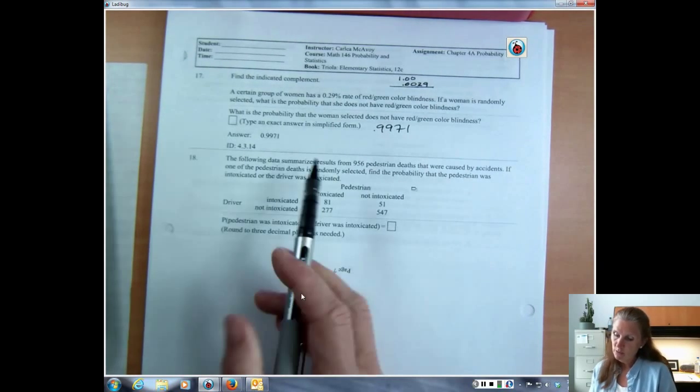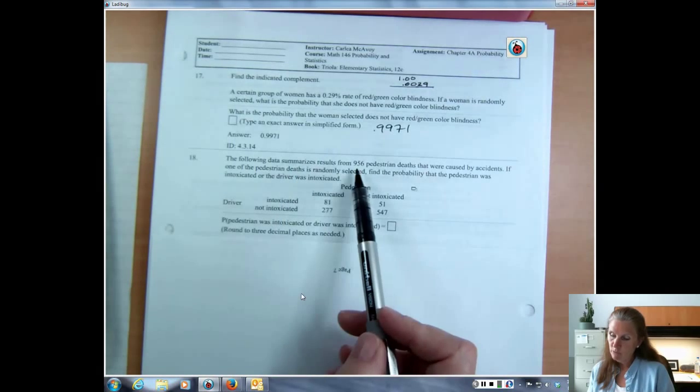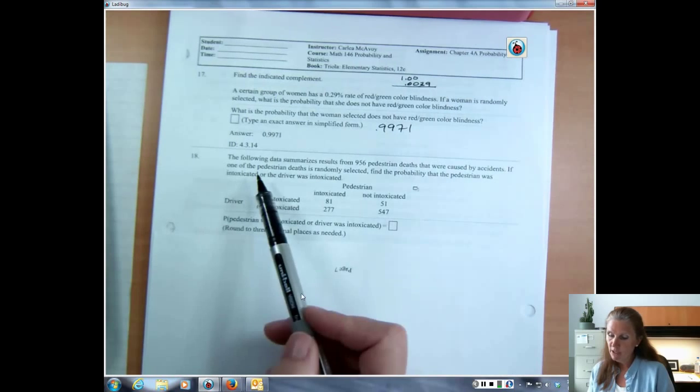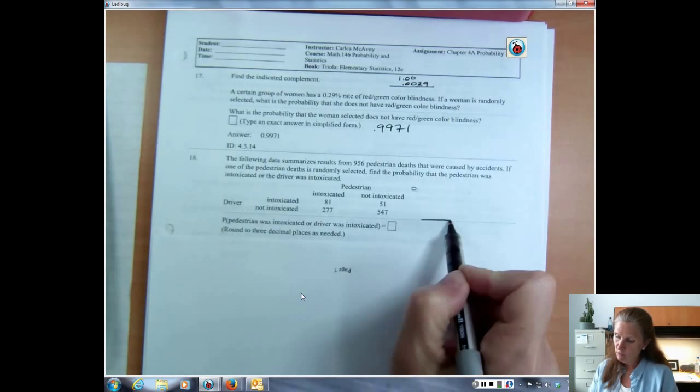The following data results suggest from 956 pedestrian deaths that were caused by accidents. If one of the pedestrian deaths is randomly selected, find the probability that the pedestrian was intoxicated or the driver was intoxicated. So they already told us what our sample space totaled up to.